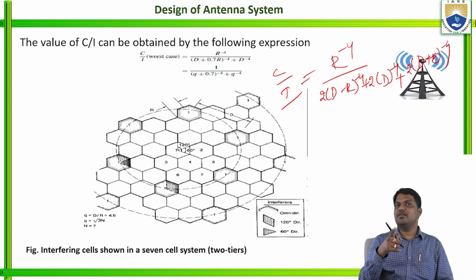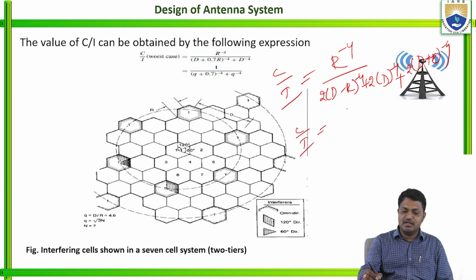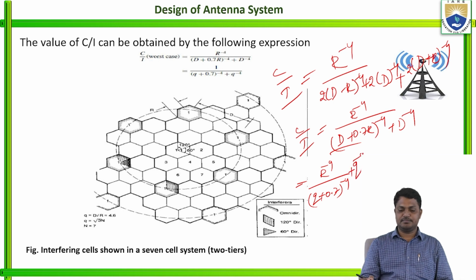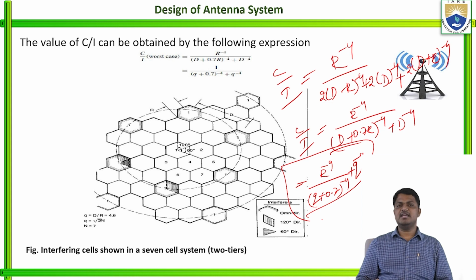But here we are doing sectoring. Then the equation is C by I equal to R power minus 4 by (D plus 0.7R) power minus 4 plus D power minus 4. In terms of the reduction factor Q, that is R power minus 4 by (Q plus 0.7) power minus 4 plus Q power minus 4. So this is the equation to calculate for the 3 sector channels.